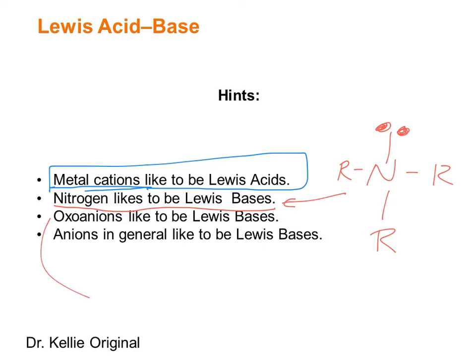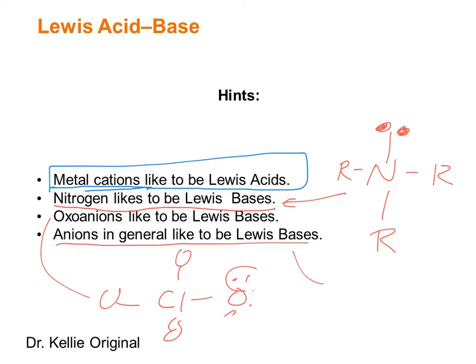Oxoanions also like to be Lewis bases. Why? Because you've got that chlorine and you've got all those oxygens, and all those oxygens have all those electrons sticking out, primed and ready and waiting to go. Anions also like to be Lewis bases. Why? Well, an anion has gained electrons, which means it usually has at least one complete set of valence electrons, if not several. It usually has at least two lone pairs of electrons, if not more. So anions also generally like to be Lewis bases.